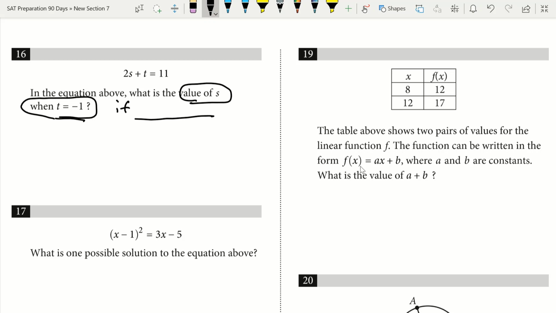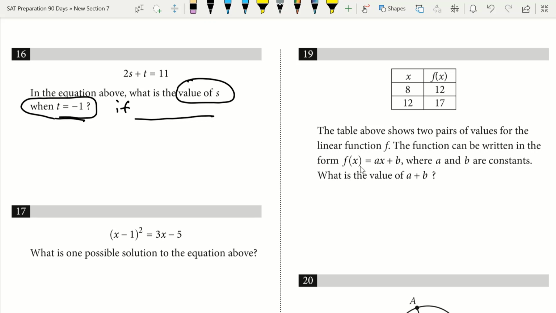Anytime it tells me if a variable equals something or when a variable equals something, I always want to make sure I underline or circle that because that's almost always important to being able to solve the problem. The next thing I've circled or want to pay attention to is what I'm asked to answer with. In this case, it's the value of s. I always want to circle or underline that because sometimes it'll be something like 2s plus 3, in which case I have to solve for s and then add 3 to that, or after I multiply by 2. So I'm always paying attention to what I'm asked to answer with. In this case, just the value of s when t equals -1.